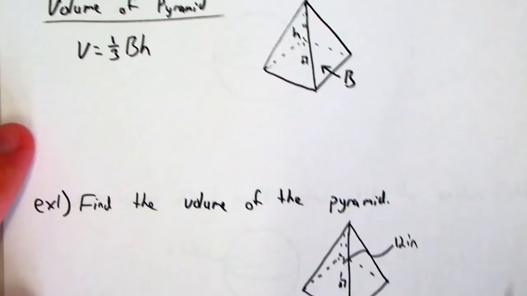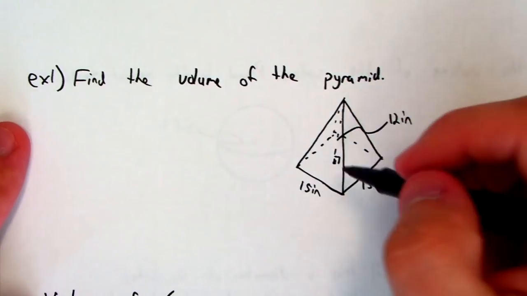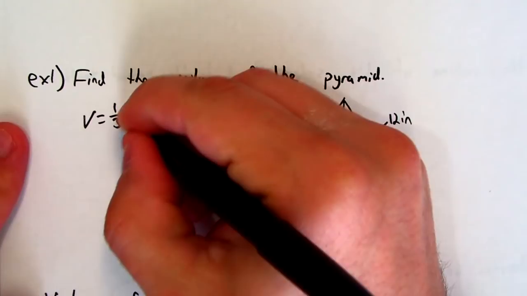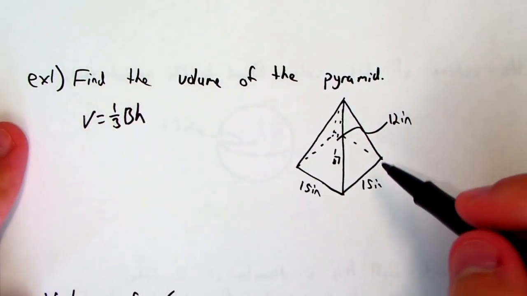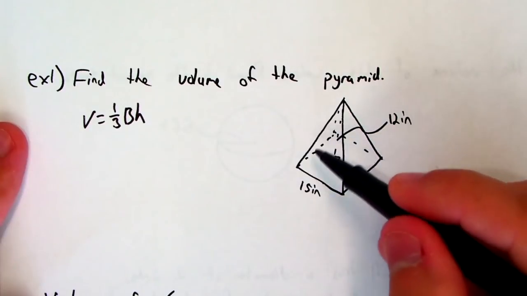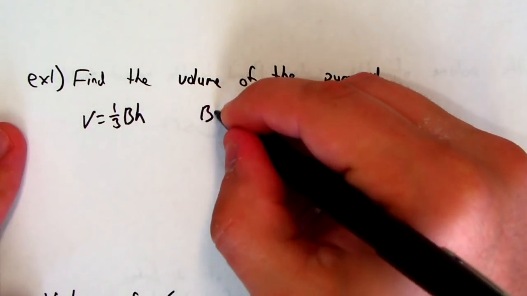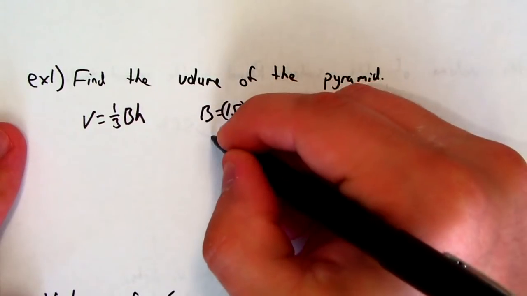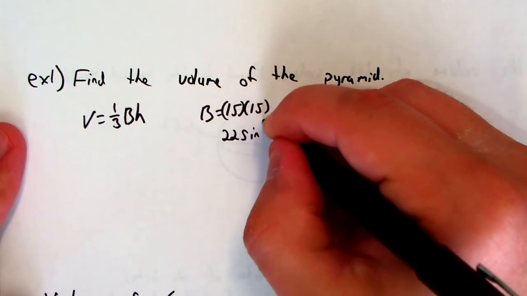Let's go ahead and look at this example here. Example 1, find the volume of the pyramid. So we'd have volume equals 1/3 area of the base times the height. The base in this case is a rectangle. In fact, it's a square. But it'd be 15 times 15, which happens to be 225 units would be inches squared on the base.